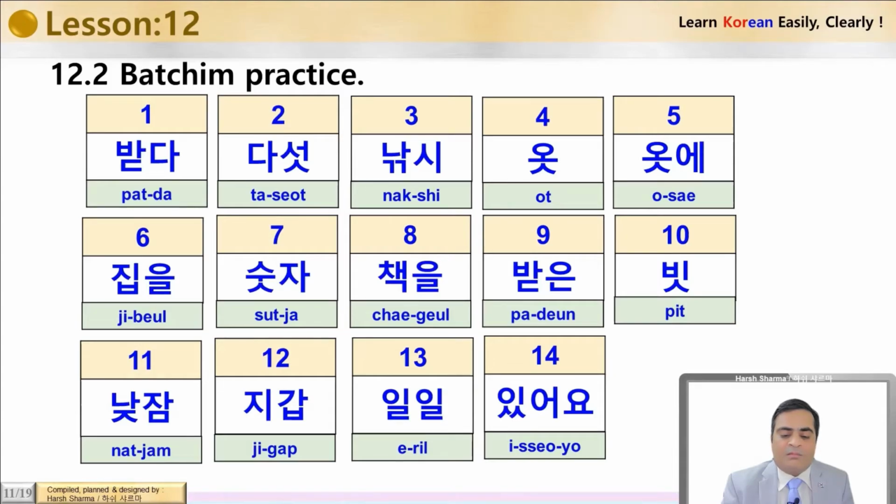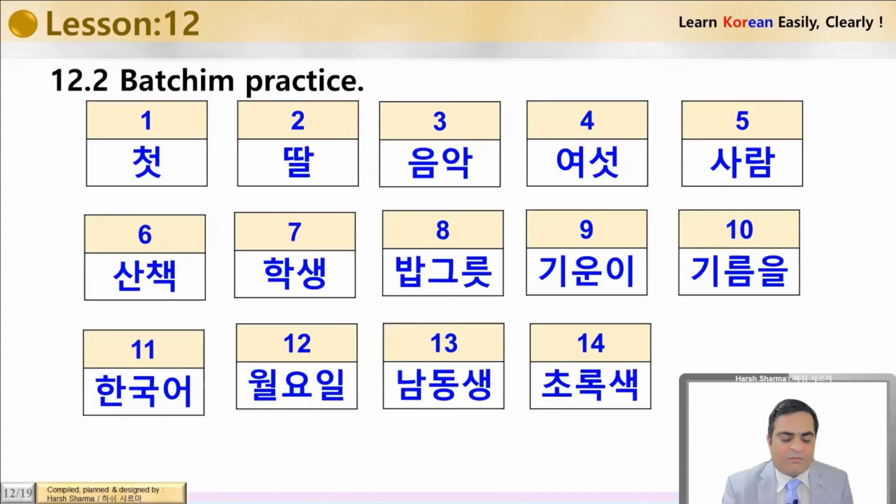Number 12, jigap. After the Pachim, there is nothing, so the rule will be applied. Number 13, after the Pachim, there is a vowel-starting syllable. What will happen? The rule will not apply. The original sound will be carried forward. It will be iril. Number 14, see, after the Pachim double sa, there is a vowel. So it will not be pronounced as itoyo. It will be pronounced as isoyo. Very good.